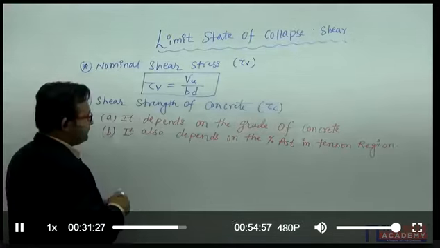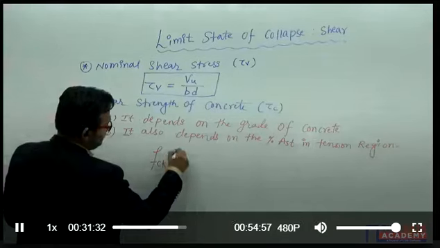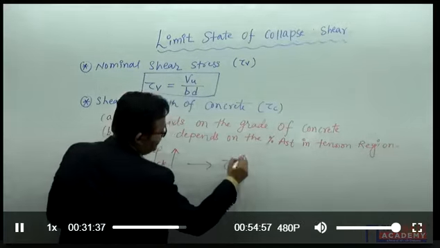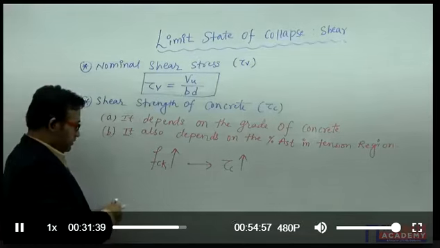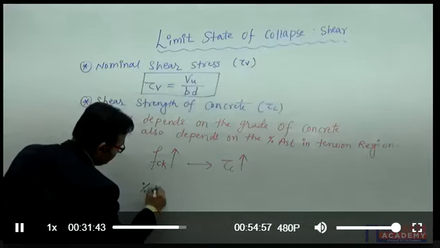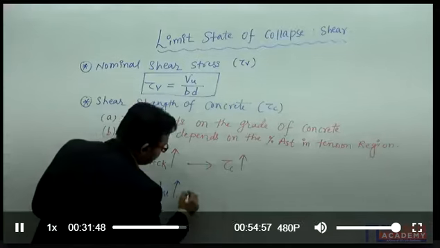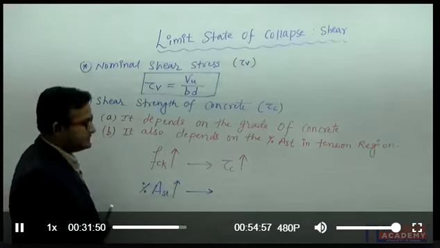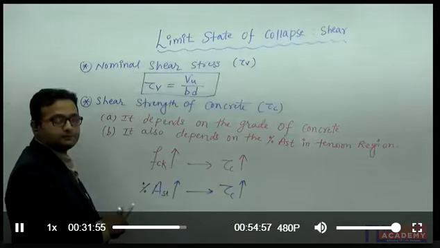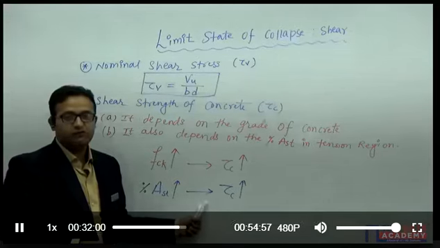So suppose for a higher grade of concrete, the tau c, the shear strength of concrete, will be more. For a higher percentage of steel in the tension zone, below the depth of neutral axis, the shear strength of the concrete will also be more. So this value of tau c we can take from the IS code.